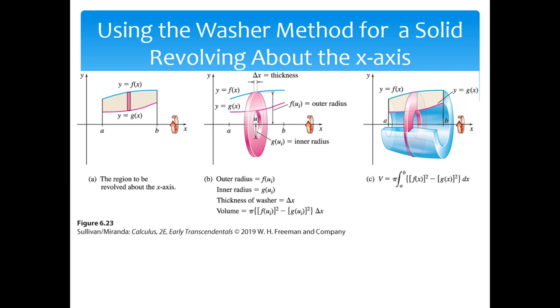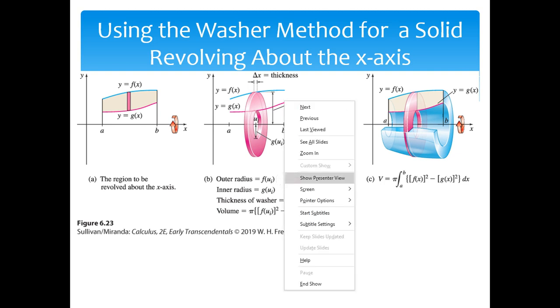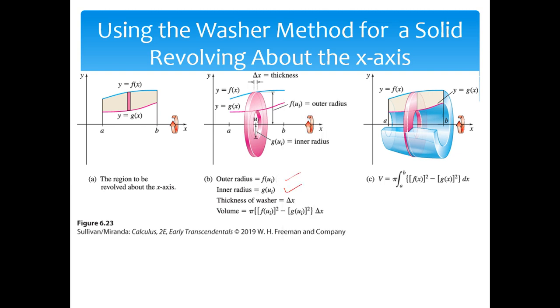So using the Washer method to find a solid of revolution about the x-axis. This is similar. The only difference is that we're going to have something called the outer radius, and then we're going to have the inner radius. In order to calculate the surface area here, we're going to subtract the inner radius from the outer radius. So the volume would be something like that. Okay, so let's see.